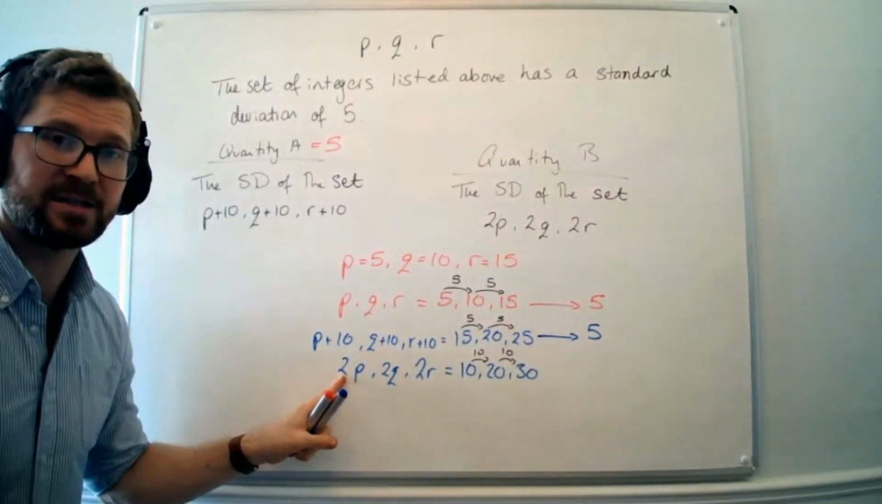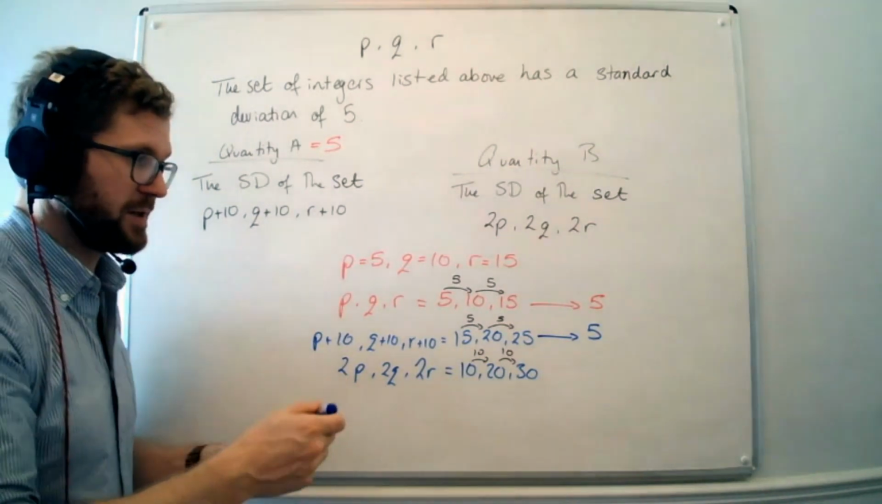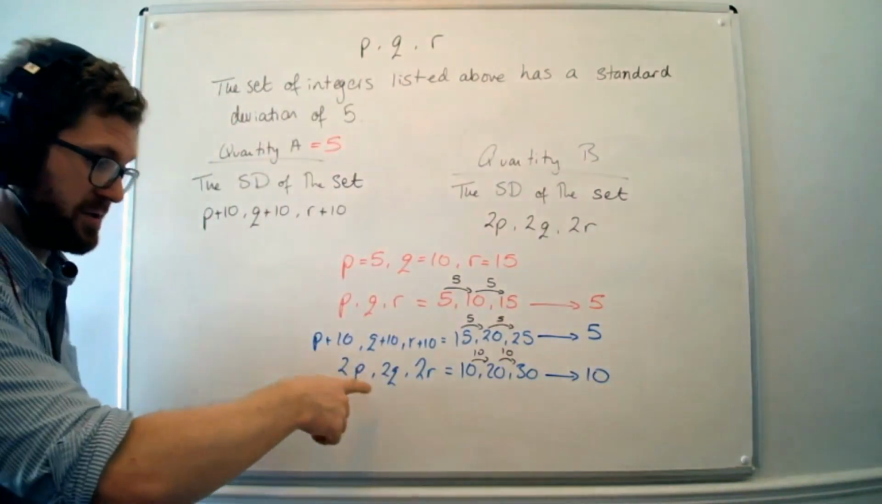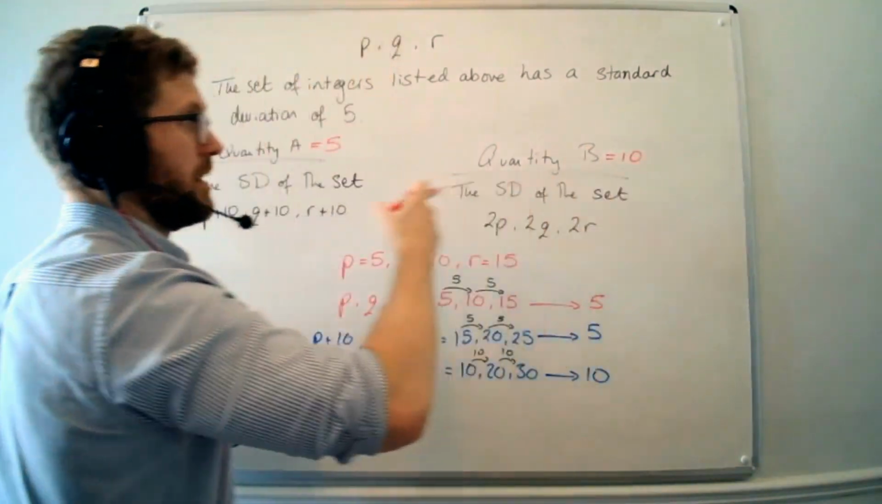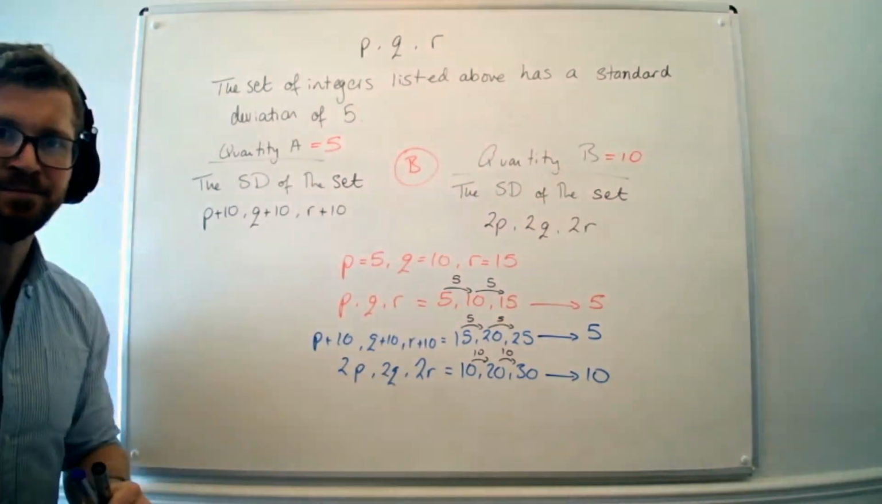So by multiplying each item in the set by 2, I've doubled the standard deviation, and the standard deviation of that third set, quantity B, will be 10. So quantity B is going to be 10. Quantity B is bigger than quantity A, so the answer to this question is going to be B.